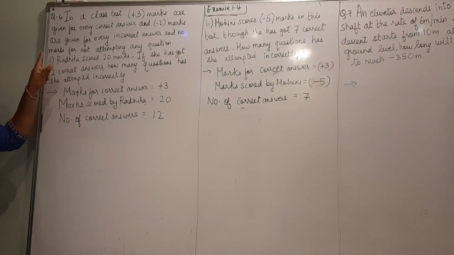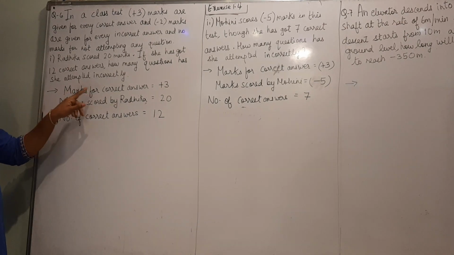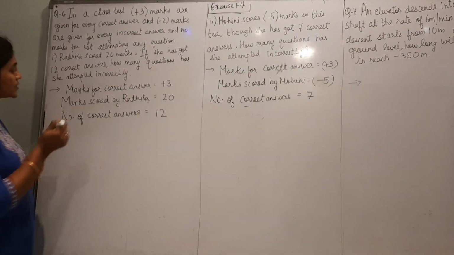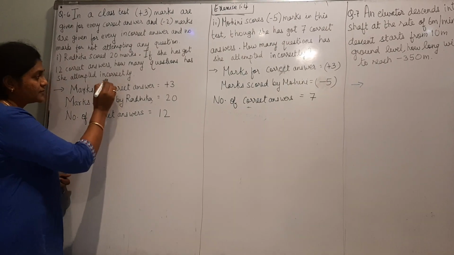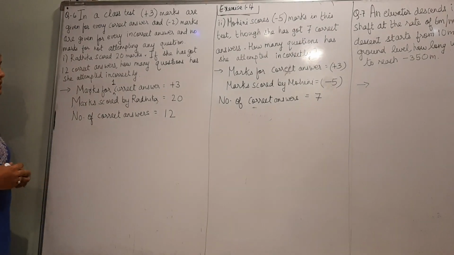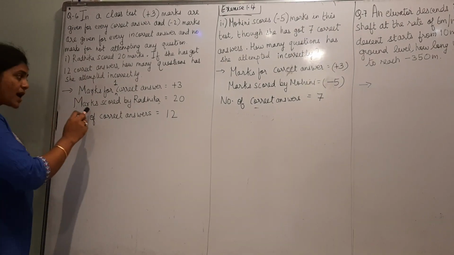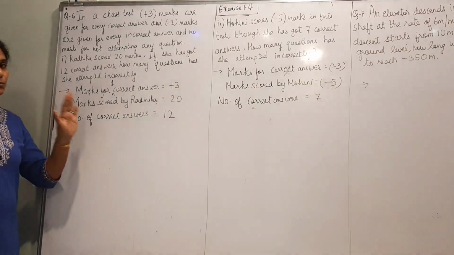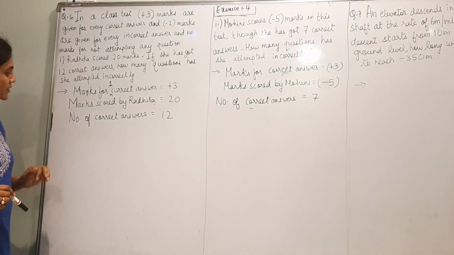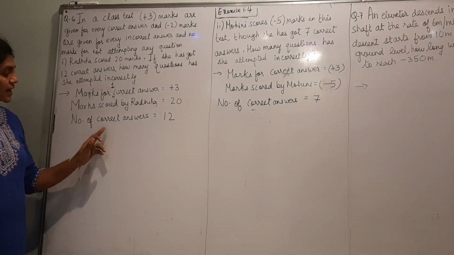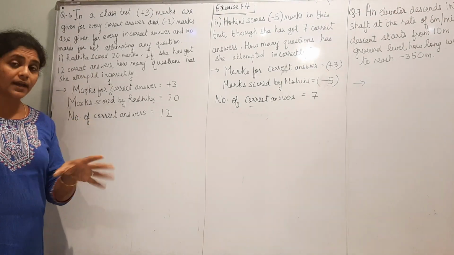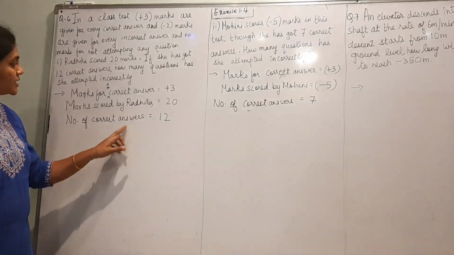Now it is given marks for correct answer. For every correct answer, I should write for one correct answer, it is plus 3. And the number of marks scored by Radhika, how much marks she has scored, that is plus 20. And number of correct answers she has answered, that is 12.